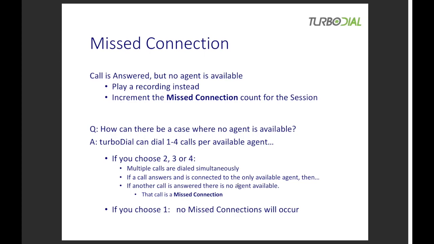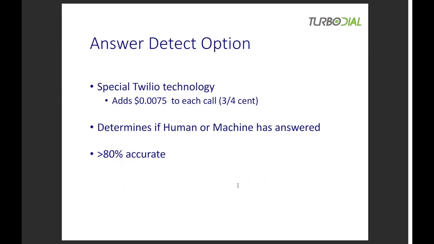Now there's another option that's new with dynamic dial called answer detect. This is a special Twilio technology that you can add to your calls. It is charged by Twilio at the cost of 3/4 of a cent per call. This technology attempts to determine if a human or a machine has answered the call, and Twilio claims that it's more than 80% accurate in accomplishing that.